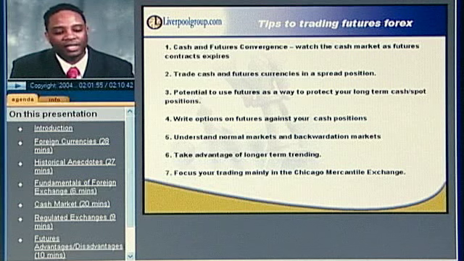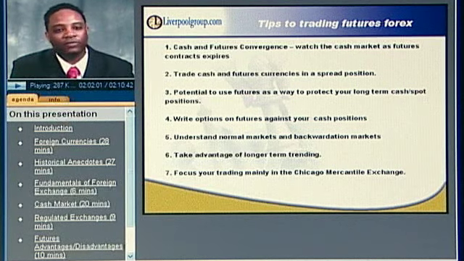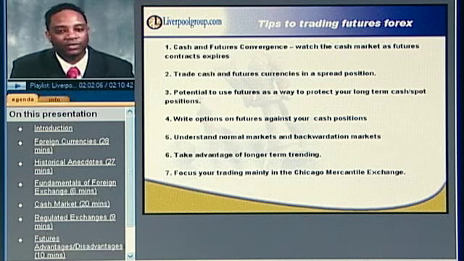Third is the potential to use futures as a way to protect your long-term cash and spot positions. As we said before, you're forced to roll over your position if you don't deliver, and you have interest rate costs. Well, you can diminish those interest rate costs by having a futures position.